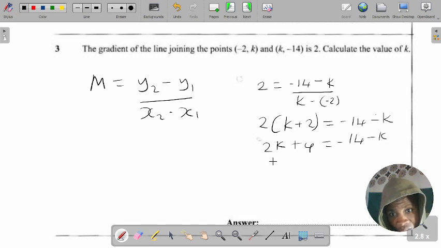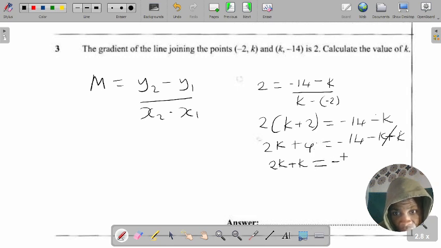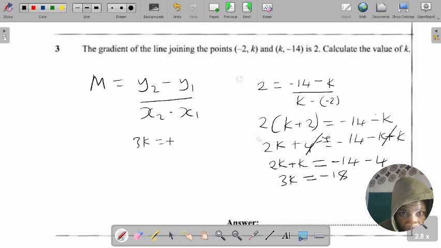So let's simplify this one. Let's collect the like terms. The additive inverse of negative k will be positive k, so negative k and positive k, you cancel out. And what you do to this side, you also do to the other side of the equation, you add positive k. Then the additive inverse of positive 4 is negative 4, so positive 4 and negative 4, you cancel out, and on the other side you add negative 4. Then you get 2k plus k, you get 3k is equal to negative 14 minus 4, which is negative 18. Then 3k is equal to negative 18.